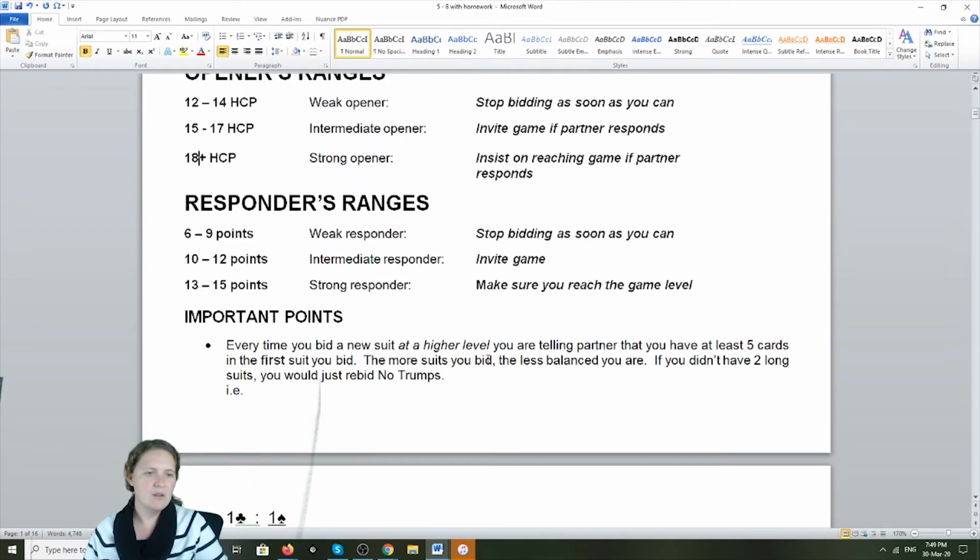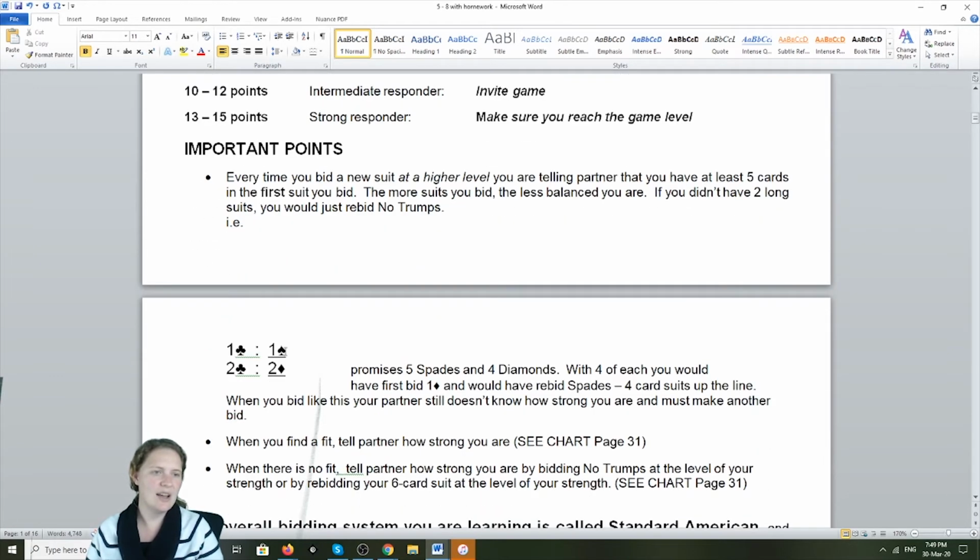There's a few important points here, which go into the idea of how many cards you're promising in each suit. I've covered this a little bit. Basically the idea of when you're promising 5 cards, when you're promising 3 cards, and when you're promising 4. Pretty much what you want to remember is the opening bid. If it's a minor, it only promises 3. If it's a major, it promises 5. But after we've started that first bid, then we're only promising 4 card suits.